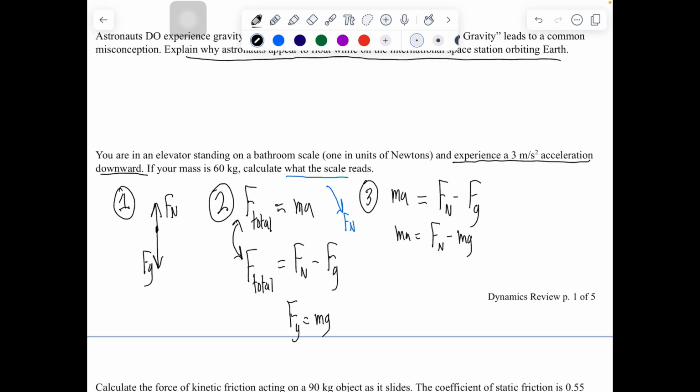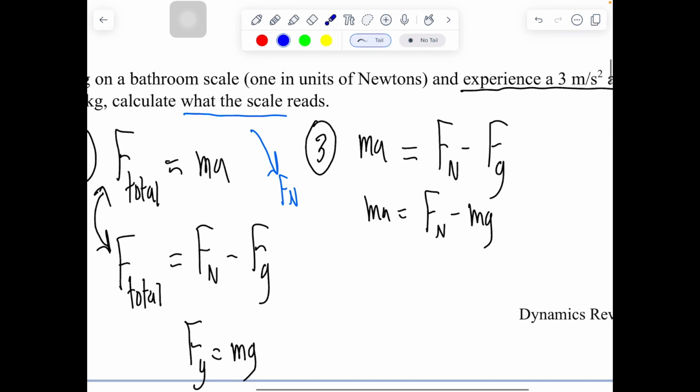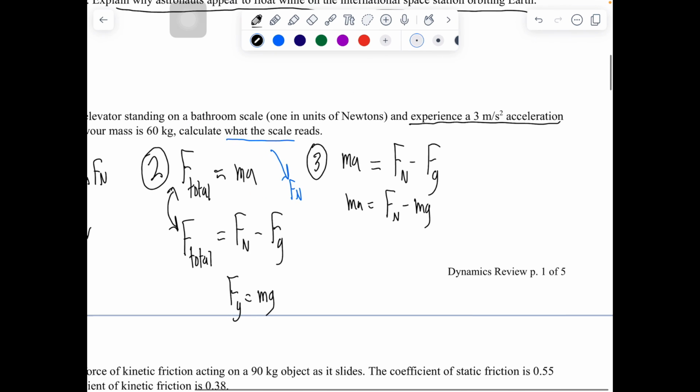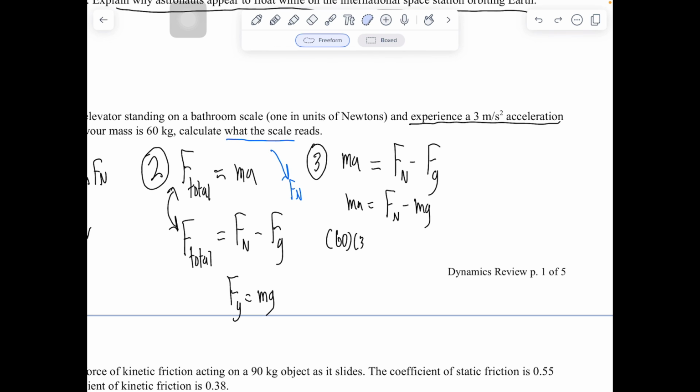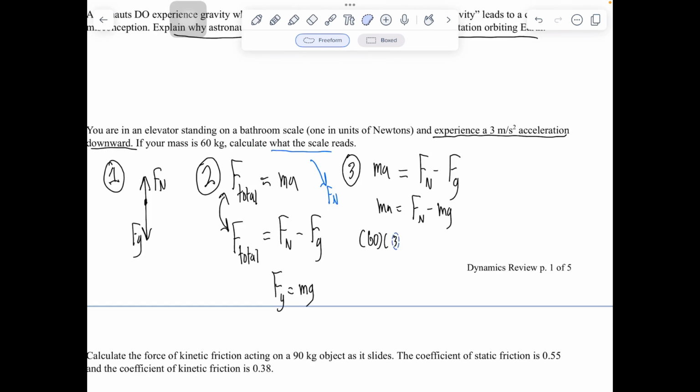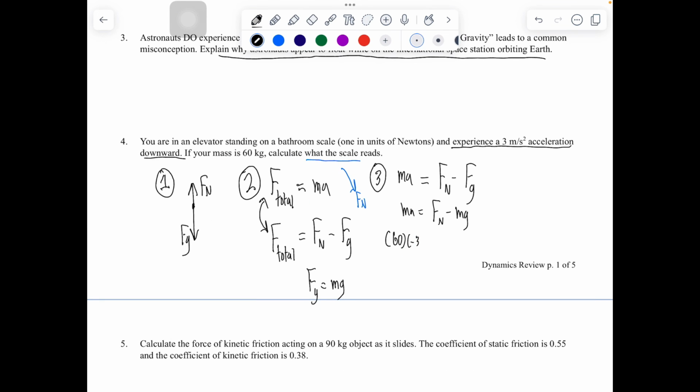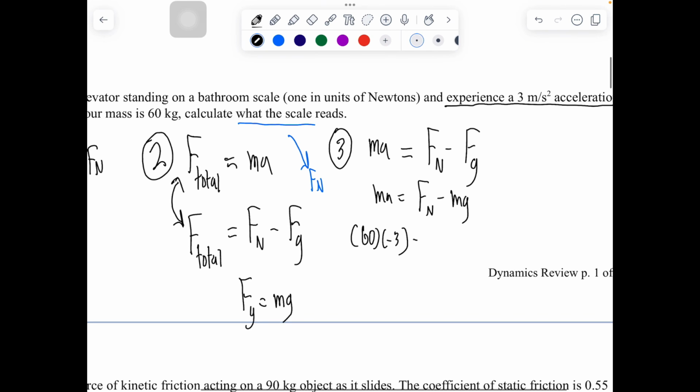Now at this point, there's nothing else we can do. We have normal force, our mass, our acceleration, and our acceleration due to gravity. Plug this in and we can solve. We'd plug in mass is 60 kilograms. Acceleration, 3 meters per second squared. Because we know we're accelerating downward, this should be a negative acceleration. Normal force is what we're solving for. Mass is 60 again. g is our 9.8.